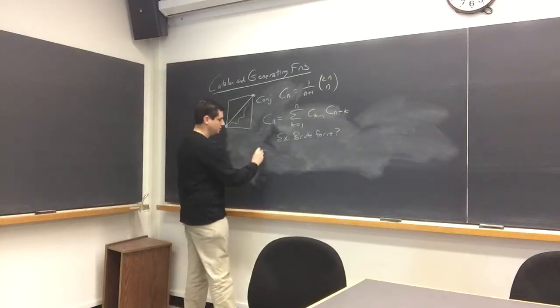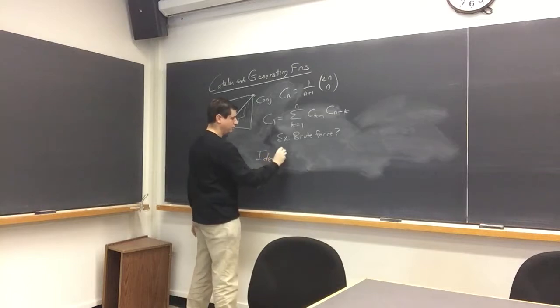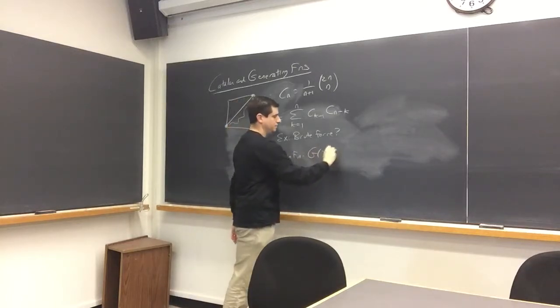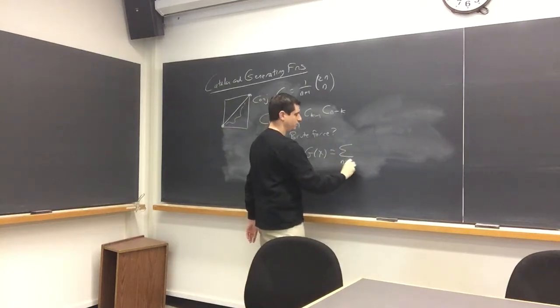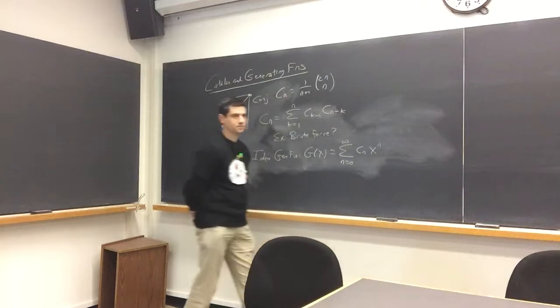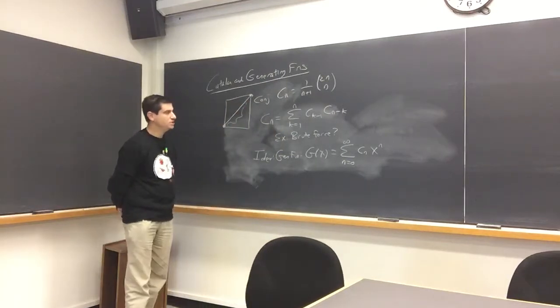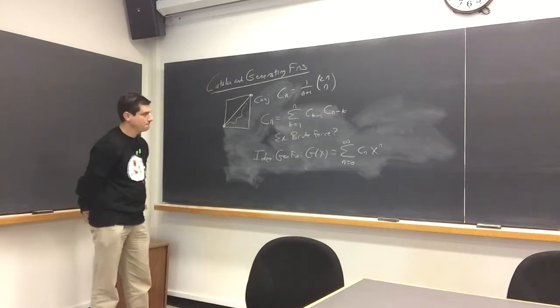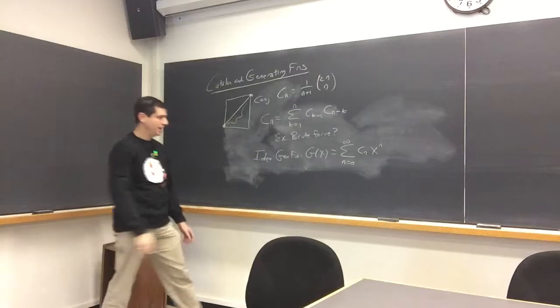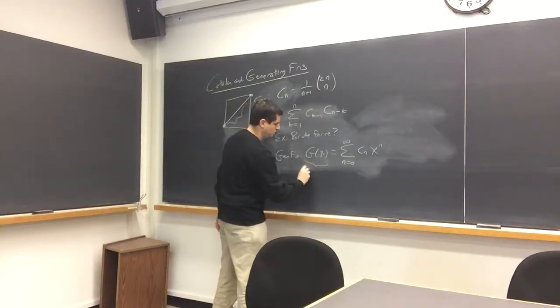The idea is a generating function. Let g of x be the sum, n going from 0 to infinity, of Cn x to the n. So we're writing down some function. The problem is this is useless if we don't have an explicit form for this. We need an explicit form.